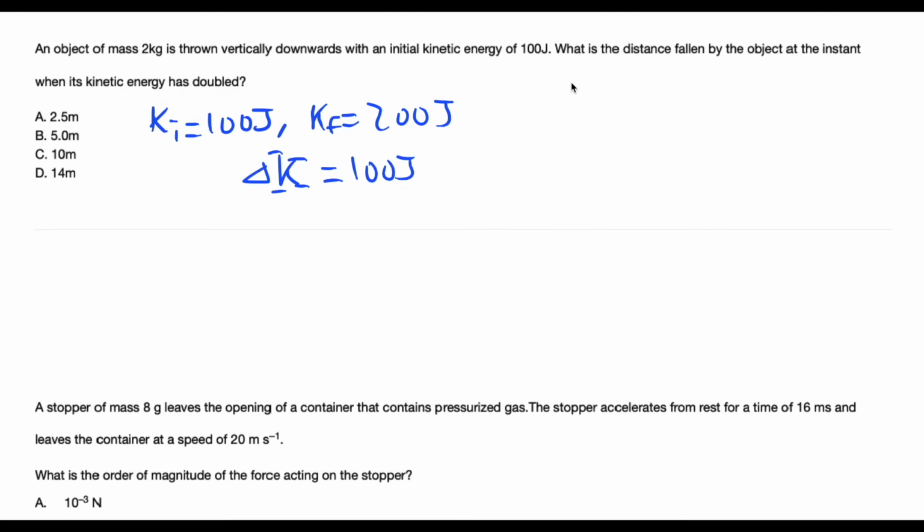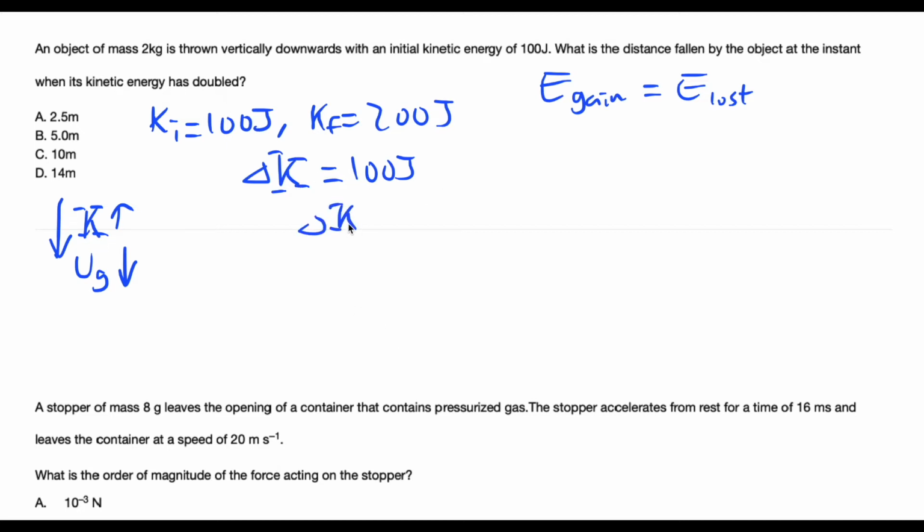Right. And we know the energy gained must be equal to the energy lost, since energy must be conserved in a system. So if it falls, it gains more kinetic energy, but its gravitational potential energy must decrease. So how much is gained in kinetic energy must be how much is lost in gravitational potential energy. So the change in kinetic energy is equal to the change in gravitational potential energy.